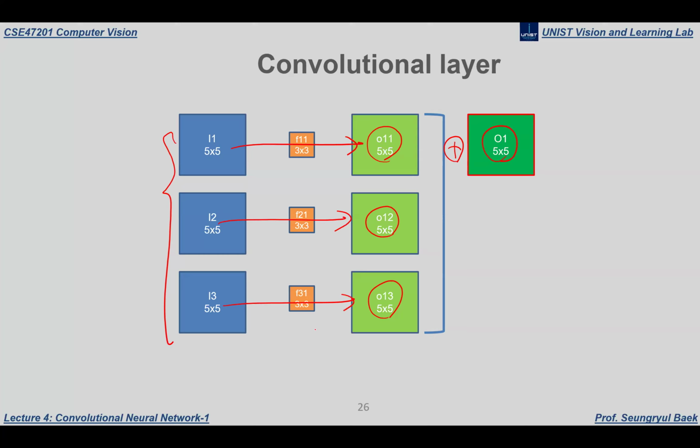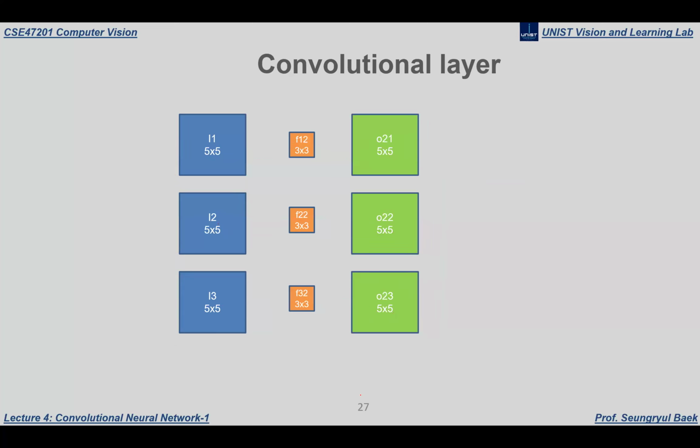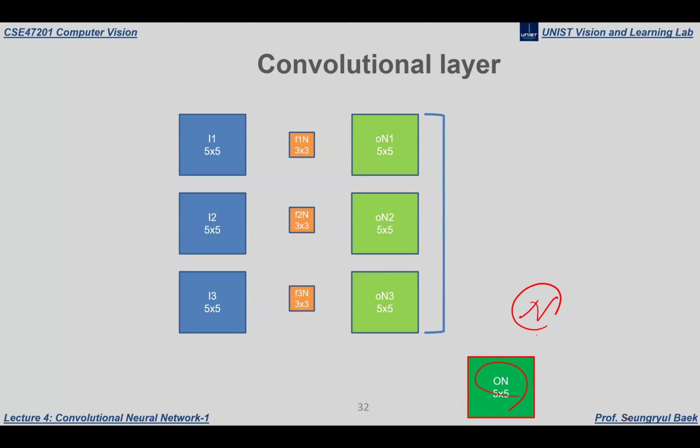By applying the filter kernel, we can obtain 3 output maps, and then we add them to obtain the final output map, their first channel. And if we do the same using a different kernel, and then again add them, we can get the second channel of the output map. By iteratively doing this, we can get n number of output channels.